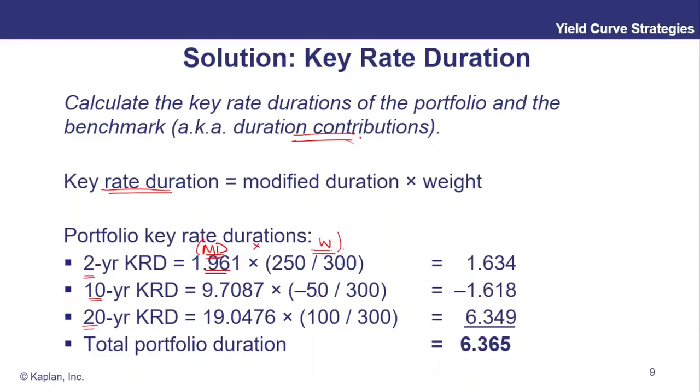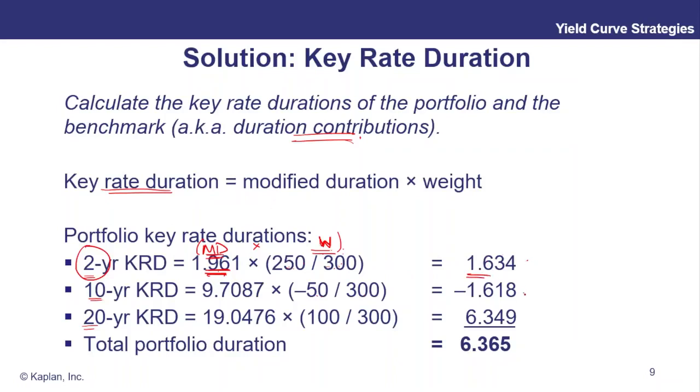to that cash flow. Think about it like this: if the 2-year rate moves, the cash flow will move by 1.961%, but your portfolio's only got 250 out of 300 in that cash flow, so your portfolio is going to move by less, 1.634. It's a pretty big weight, isn't it? But it's going to move by less. Okay, so hopefully you can follow how these come through.